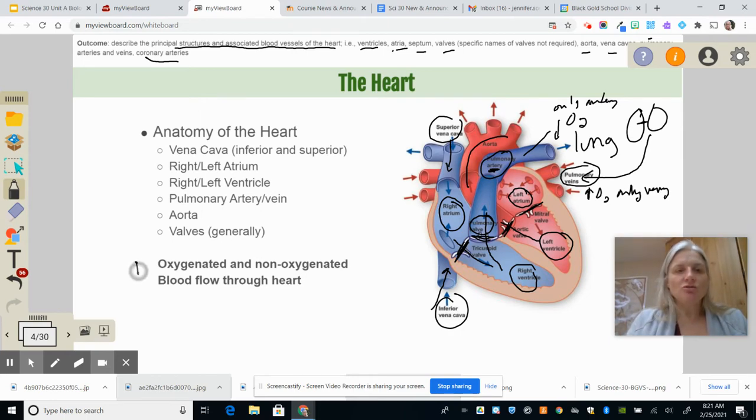So just make sure you know where the oxygenated and deoxygenated blood is flowing through the heart. It doesn't matter whether the pathway starts at the left atrium or the vena cava. You need to be able to trace the path all the way back to where you started.